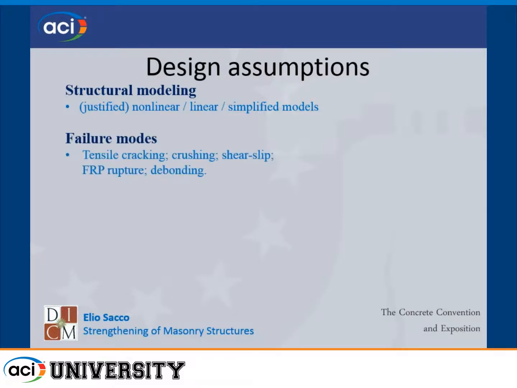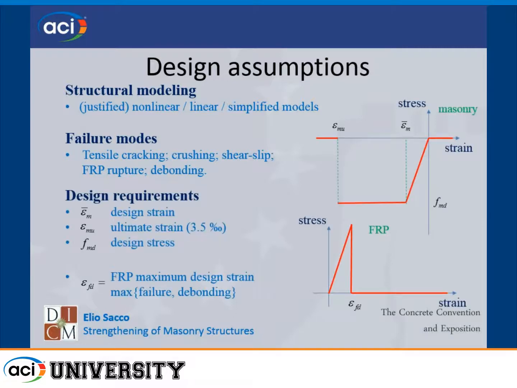The failure modes are exactly the same that Gustavo illustrated. Tensile cracking for the masonry, crushing in compression, slip and shear, always for masonry, and FRP rupture and the bonding rupture, typical for the coupling of masonry and FRP.